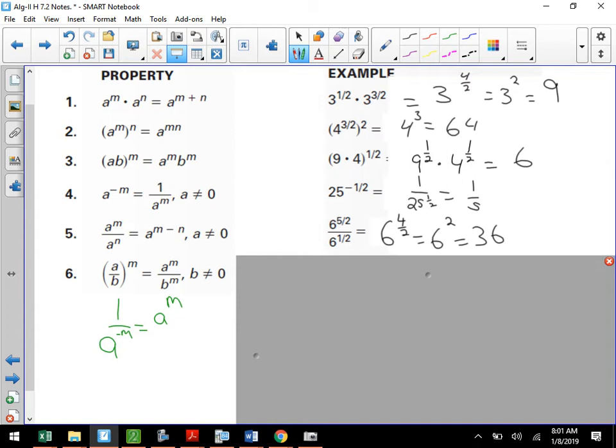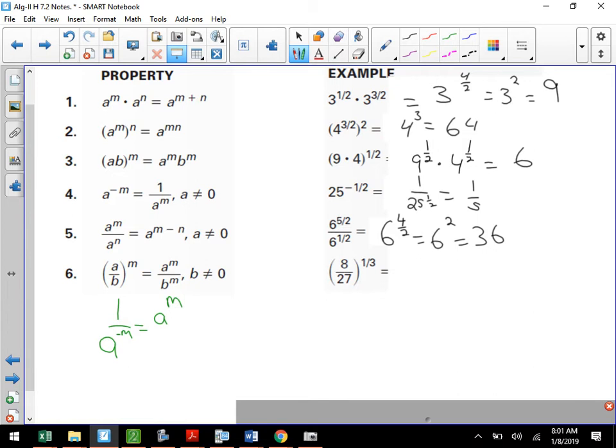It's nice when they have the same base. You can do these kind of things. And then the last one's also very simple. 8 over 27 to the 1/3 power.